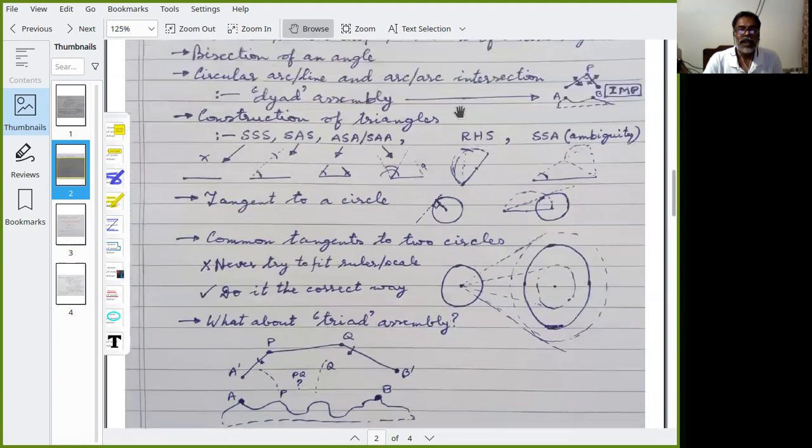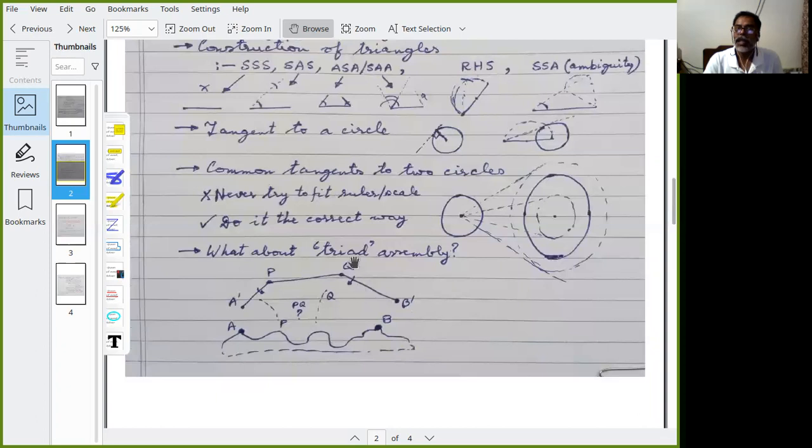Now, the way we talked about triad assembly, some people try to do triad assembly, which is impossible. I have seen students facing a problem with a much bigger mechanism, having lots and lots of links. Then they find that they have got in hand a little piece of the mechanism, A prime P, PQ, QB prime. Okay, 3 links, not 2. And then point A prime has to be put at A, point B prime has to be put at B.